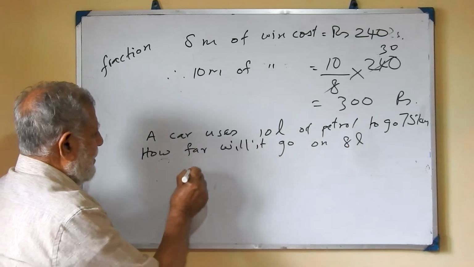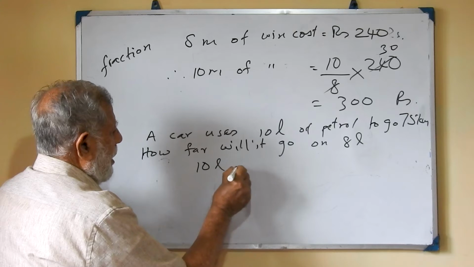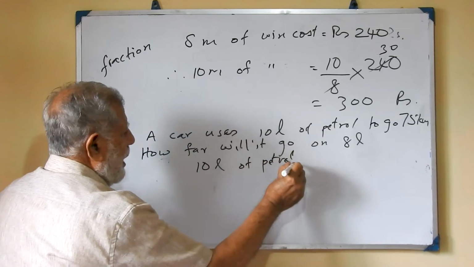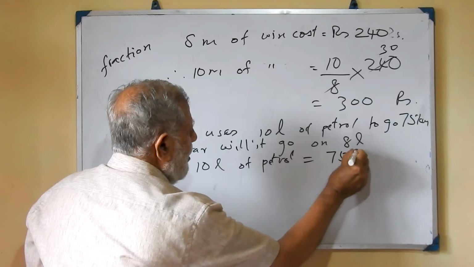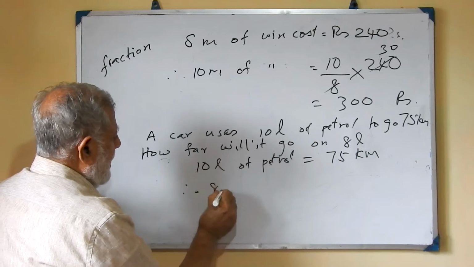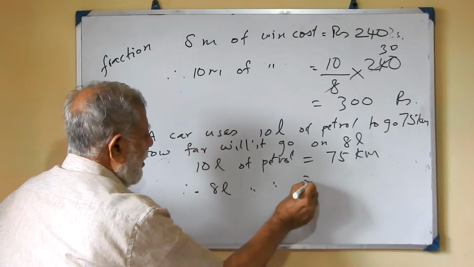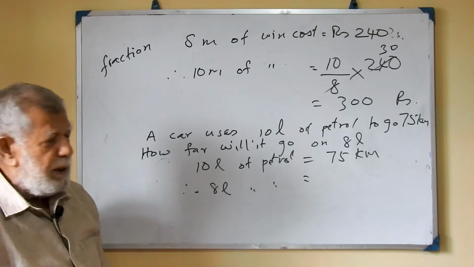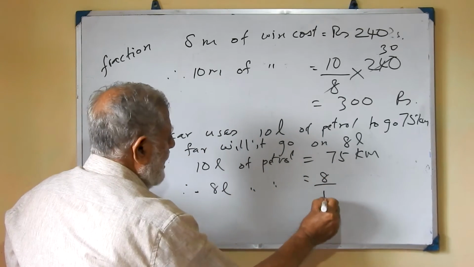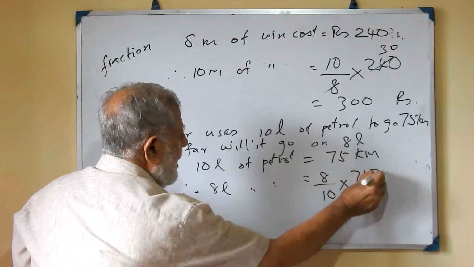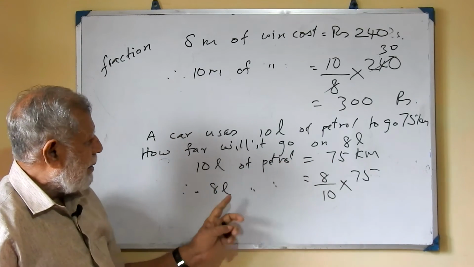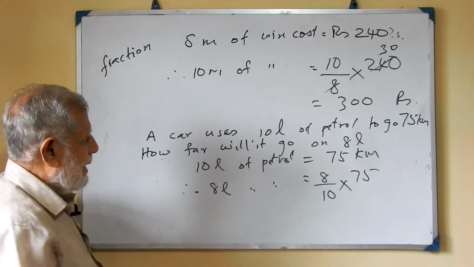So we write the first statement. 10 liters of petrol equals, it goes 75 kilometers. Therefore, 8 liters of petrol will go, we are using the fractional method, so it is 8 upon 10 into 75. So can you see, 10 liters of petrol, 75, therefore 8 liters should definitely be less than 75. We will cancel and see.